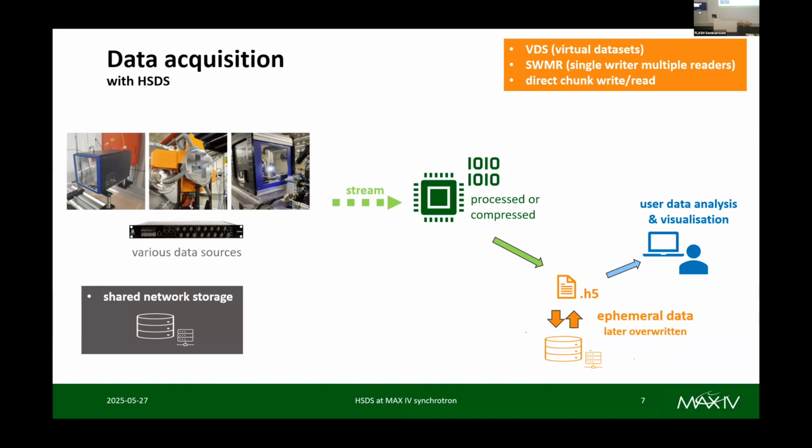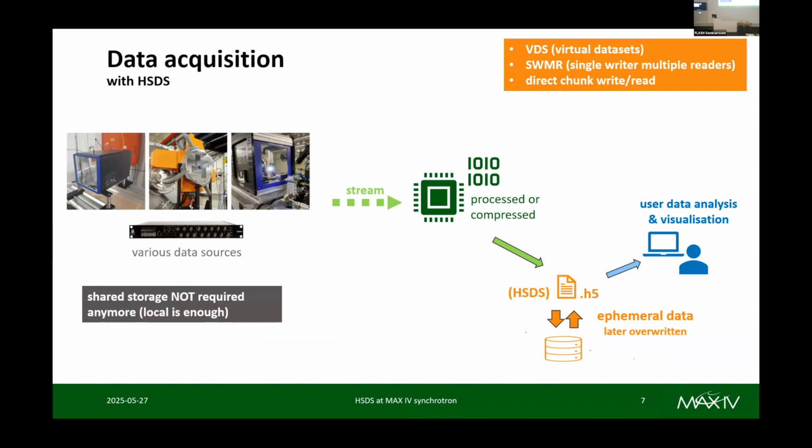So this is illustrated in this picture. We still have the ephemeral data here written to shared network storage, and by introducing HSDS, we will get rid of the shared network storage. We have now HSDS running on object storage, which is distributed storage, or on the local storage, just as a POSIX. Yes, so the shared network storage is gone from live data processing.